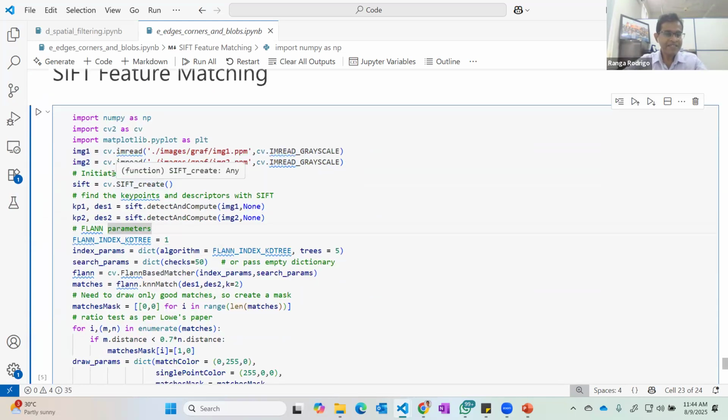After reading the graffiti images, you say sift.create to create that object. And from that, you detect and compute in image one. In image one, you compute key points and the descriptors. So now you understand what key points are, right? Those are locations of the image with the scale. Location and the scale, both are there: x, y, and the scale. And then you can get the descriptors attached to those points. You know what this descriptor is, 128 numbers. At each of these points, there will be a 128-dimensional number. And you do that for the second image also.